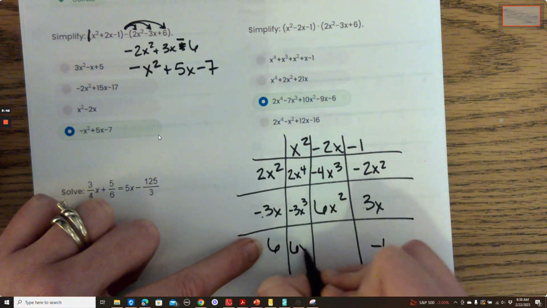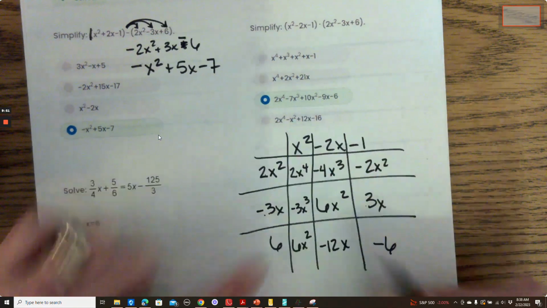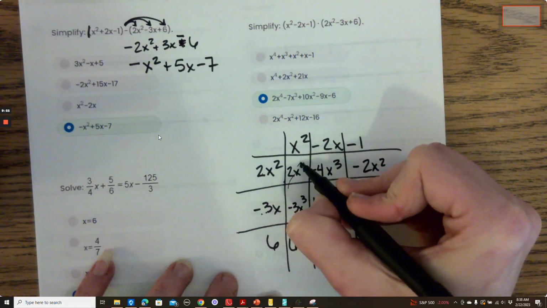6 times x squared is 6x squared. 6 times negative 2 is a negative 12. Keep the x. And then everything should line up. So 2x to the 4th is your first term.